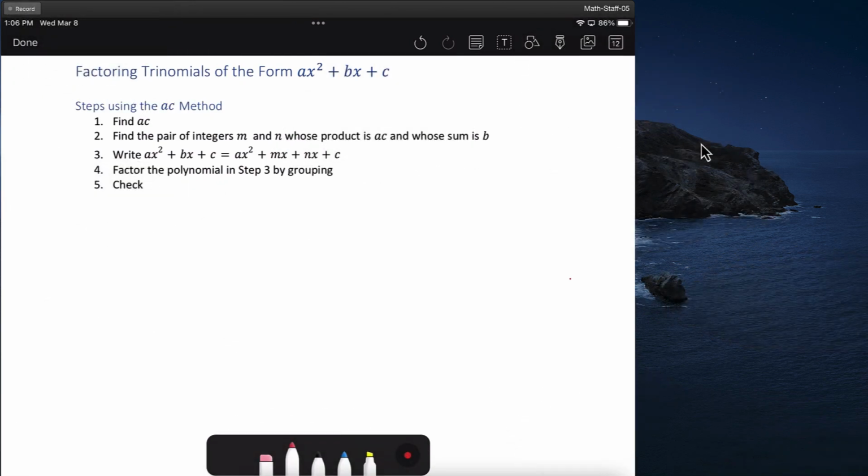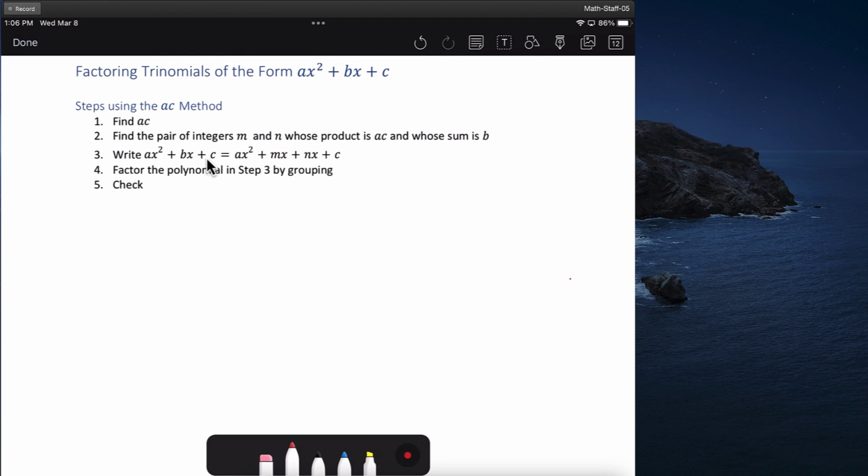Welcome. In this video, we'll be factoring trinomials of the form ax squared plus bx plus c, specifically when a is not equal to 1. To do this, we'll use the AC method. Step 1 will be to multiply a times c, and then we're going to look for two integers, m and n, whose product is ac and whose sum is b.